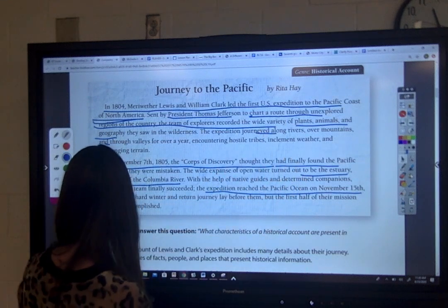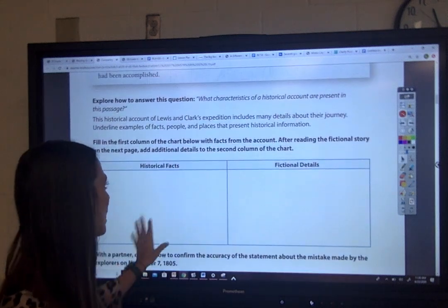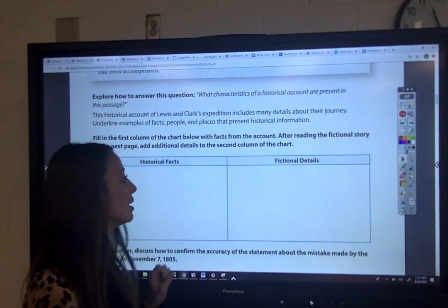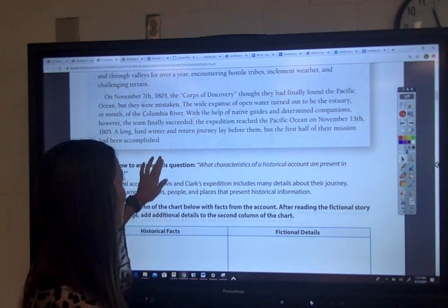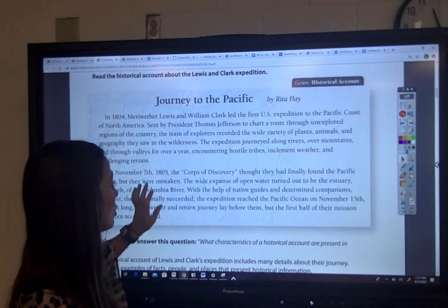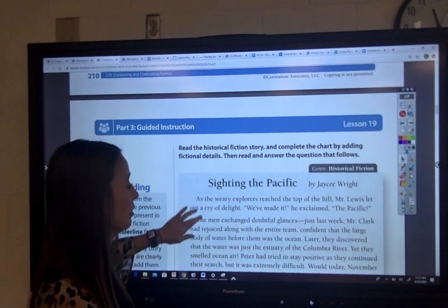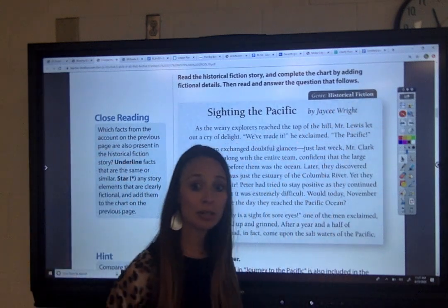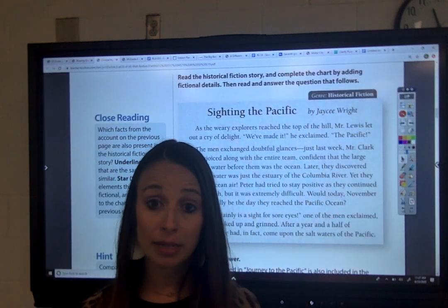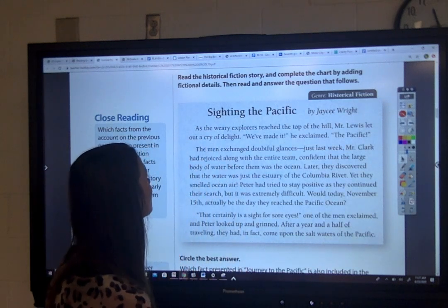Now, as we look at the chart, instead of writing it in there, we highlighted all the historical facts. Now it says fictional details. Well, this was the historical account. So now we're going to actually have to look at the fictional account. So let's look at this. And this is historical fiction. Fiction meaning it's fake. Historical means there's some actual real history in there. So let's see if we can pick it out.